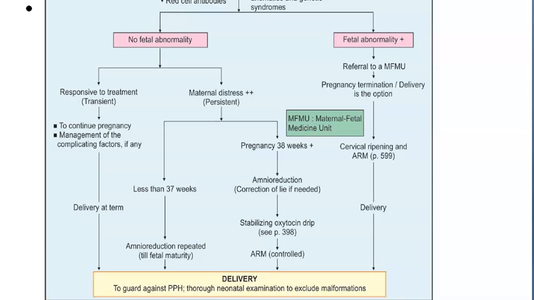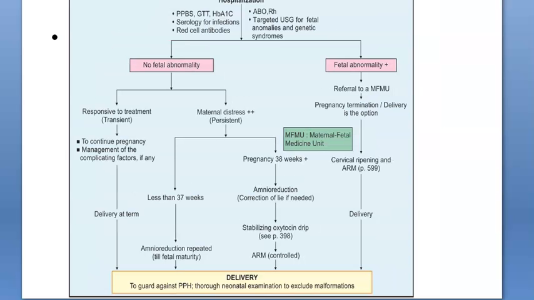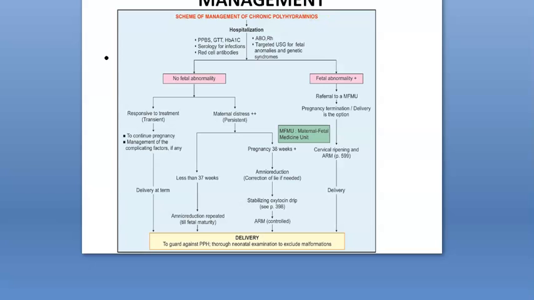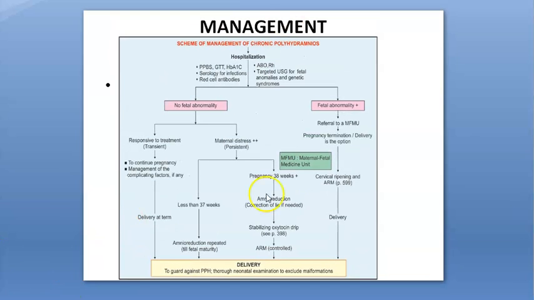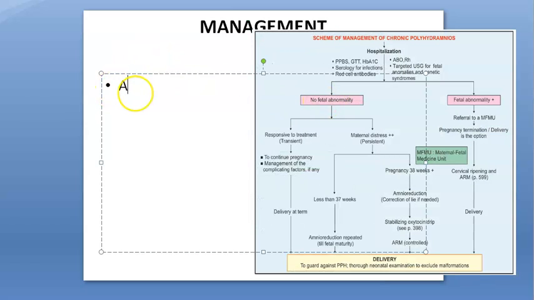Now let us say the baby is not fine. Let's use a red here. Baby is not fine. Now what to do? You'll have to refer to a MFMU. What is MFMU? Maternal and Fetal Medicine Unit. Some special unit you will have to send them. And then they are given an option of terminating the pregnancy or continuing. And based on that, they will decide what to do. Okay. So this is the management of polyhydramnios.